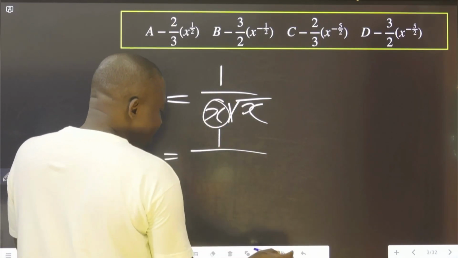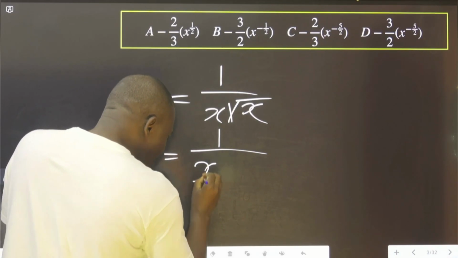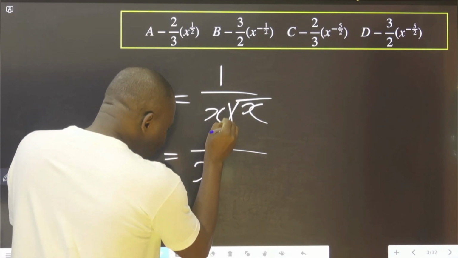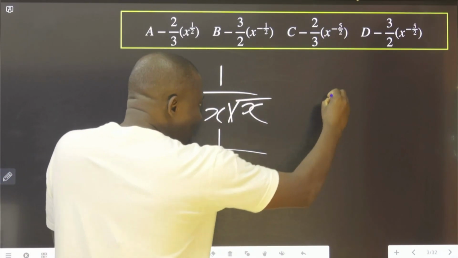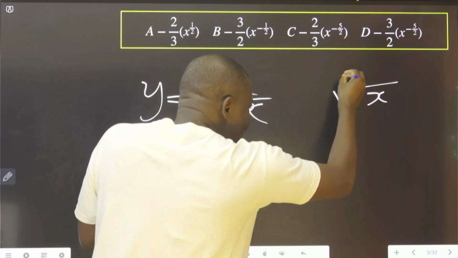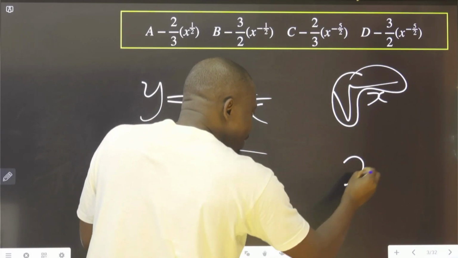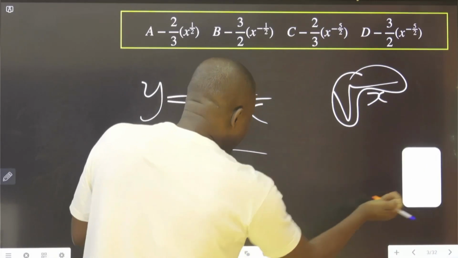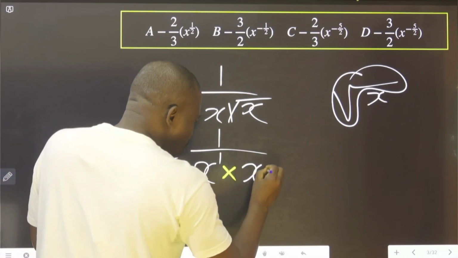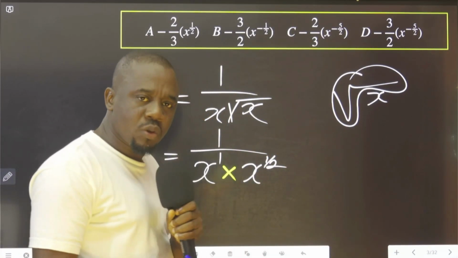What is the meaning of this? This simply means s raised to power 1. Here there is multiplication between them. Okay? So, what is the meaning of this? This simply means what? Raised to power 1 over 2. So we can rewrite this as s raised to power 1 over 2.